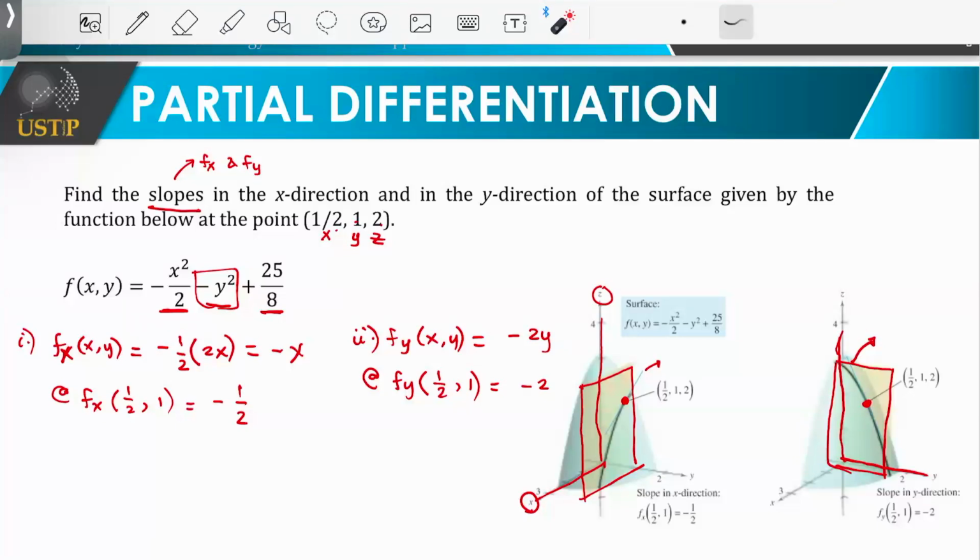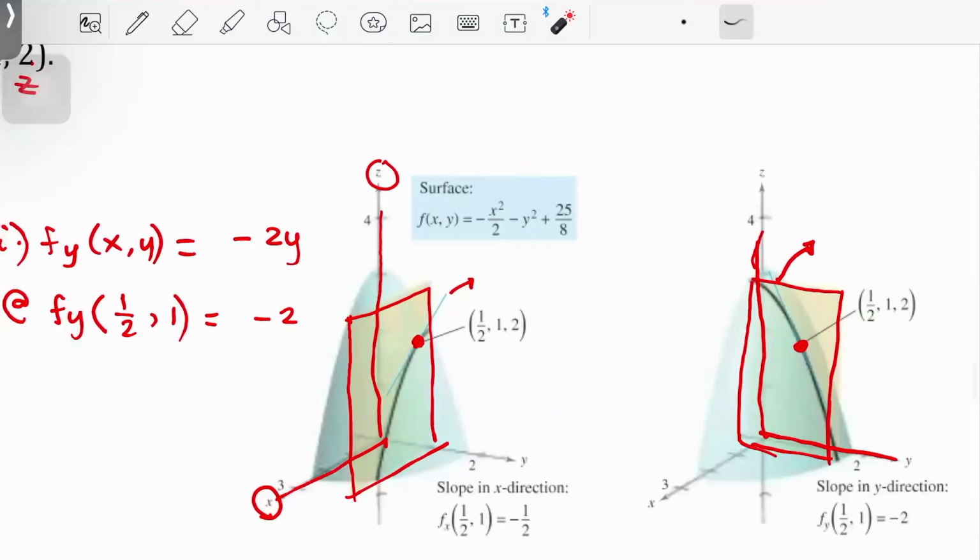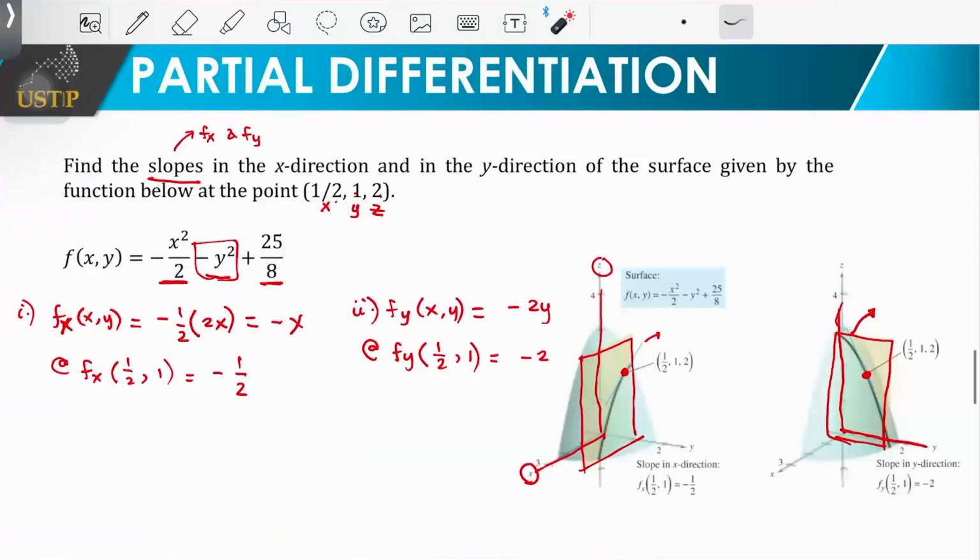Okay. So, if you want to zoom it out, zoom it in there, para makita ninyo, naka-annotate lang ko ani. Pero, the values of the slope in x direction is here and the y direction is here. Okay, moving on.